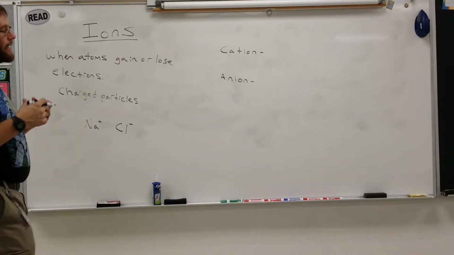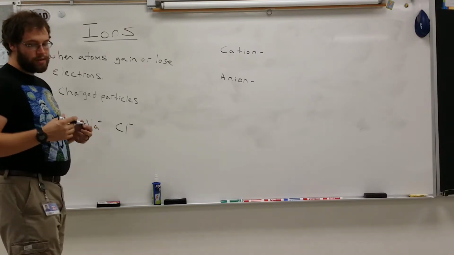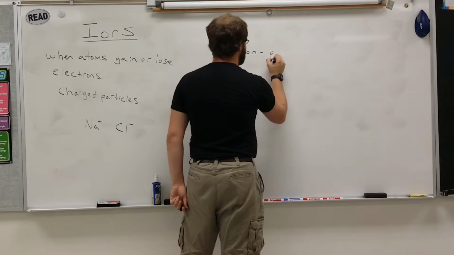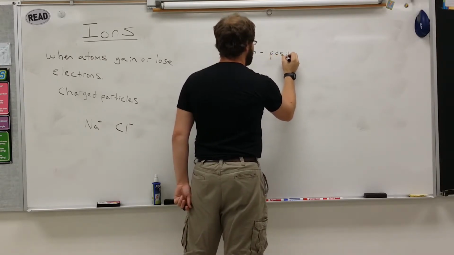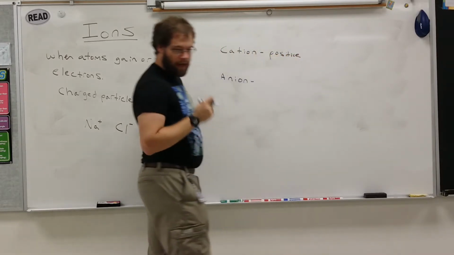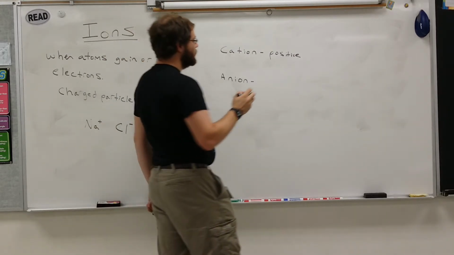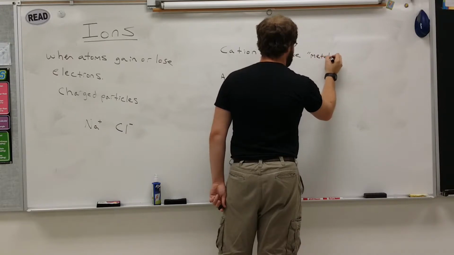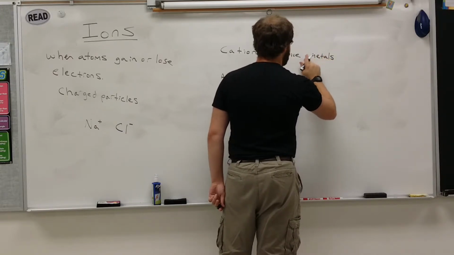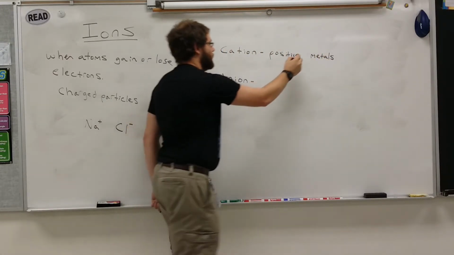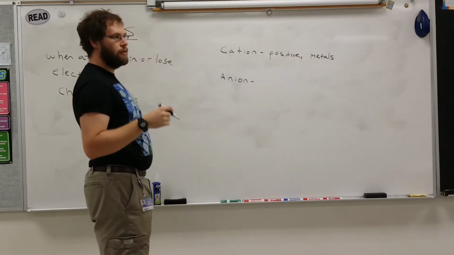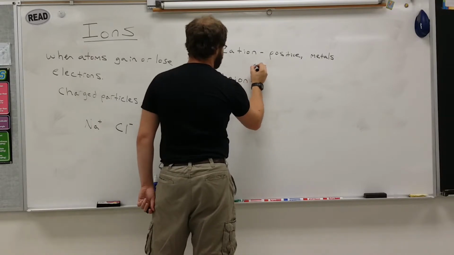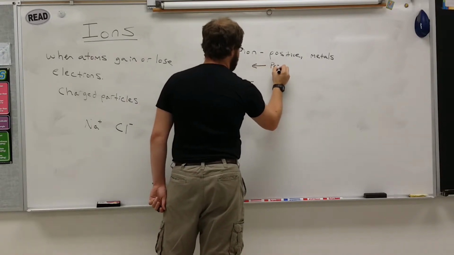Right? There are two types of ions, okay, and these two types are important. There is a cation, which is when they're positive. Okay? And they are usually metals. So, cations are always positive, and they're usually metals. Okay, and they're also usually on the left side of the periodic table.